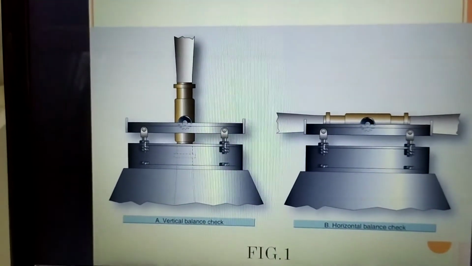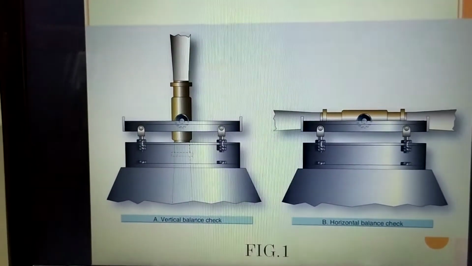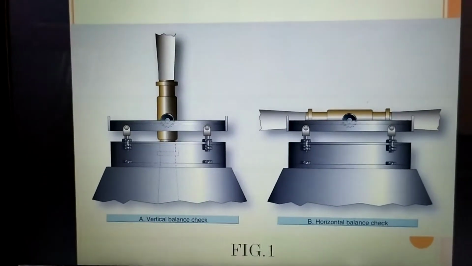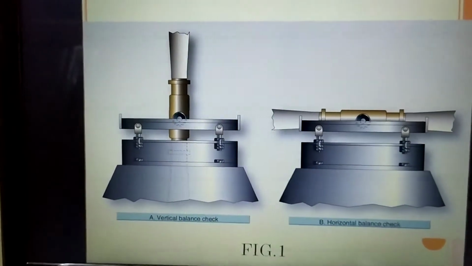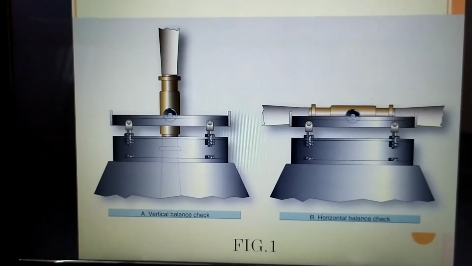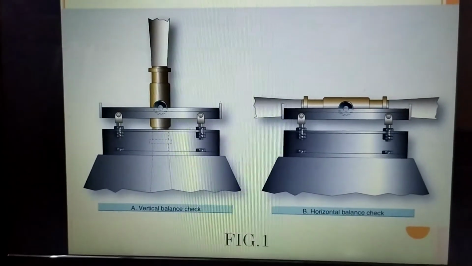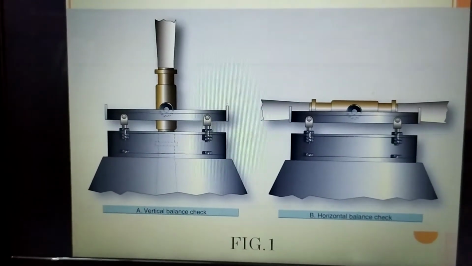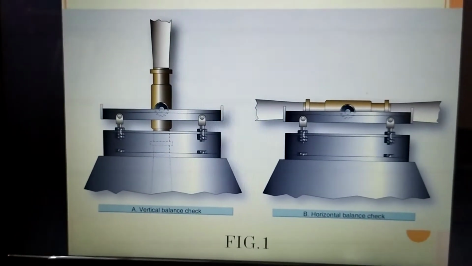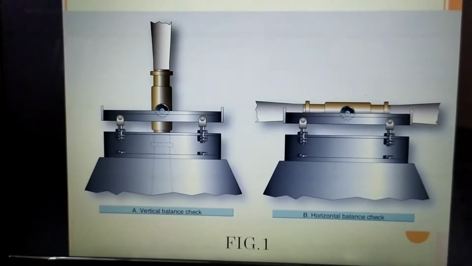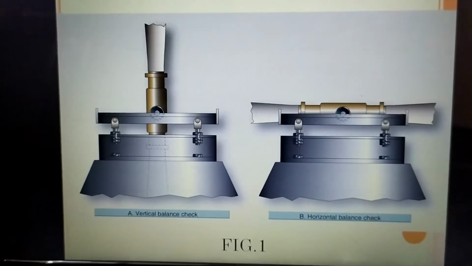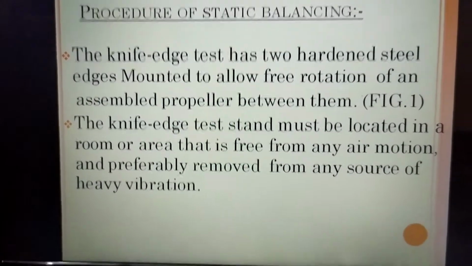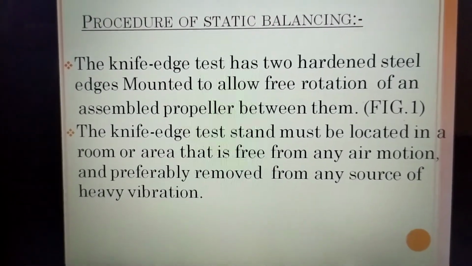This is the knife edge process, and this is a knife edge. The blade is placed on the edge and we rotate it. If it rotates properly, then it is balanced, and if it does not rotate properly, then it is unbalanced. In the first part, the propeller blade is kept in the vertical direction, so we rotate it in the vertical direction. In the second part, the blade is in the horizontal position, so we rotate it in the horizontal position. The knife edge test has two hardened steel edges mounted to allow free rotation of an assembled propeller between them.